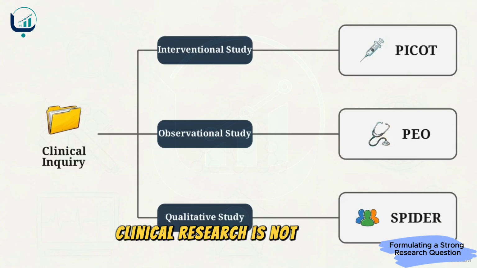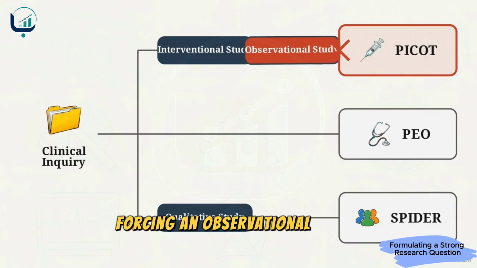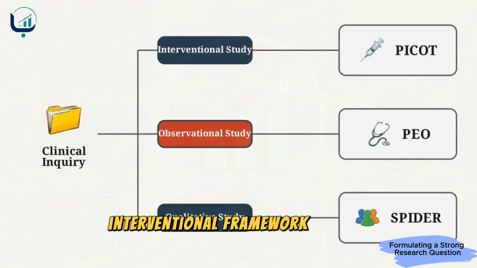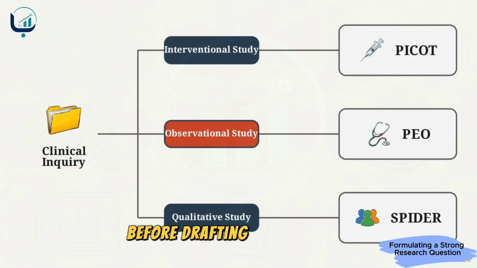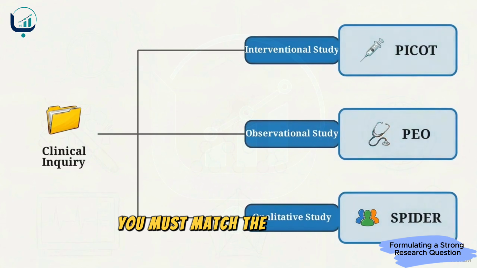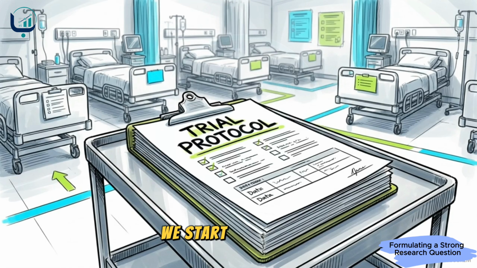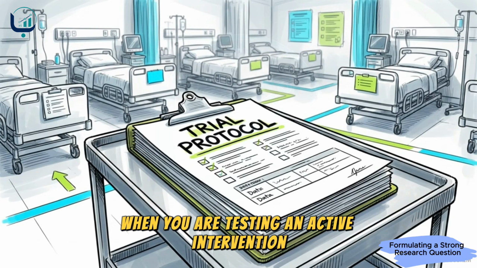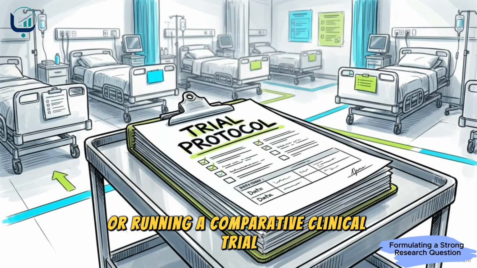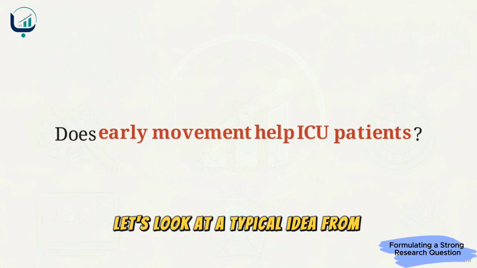Clinical research is not uniform. Forcing an observational study into an interventional framework breaks the design before drafting the protocol. You must match the tool to the objective. We start with PICOT. This is the strict framework required specifically when you are testing an active intervention or running a comparative clinical trial. Let's look at a typical idea from the ward.